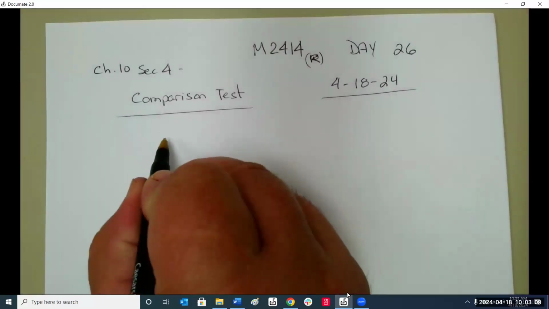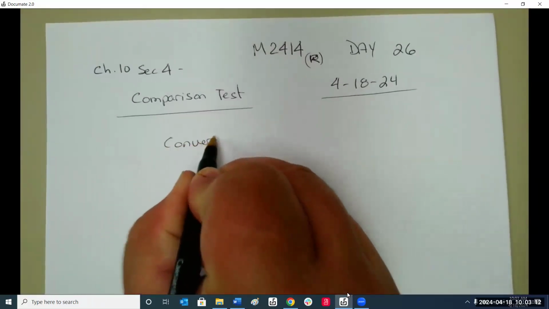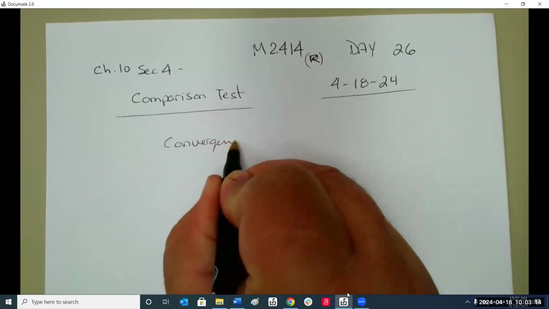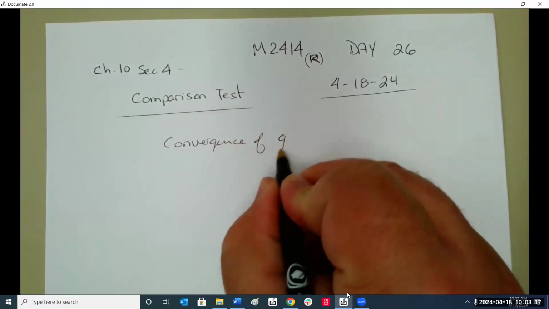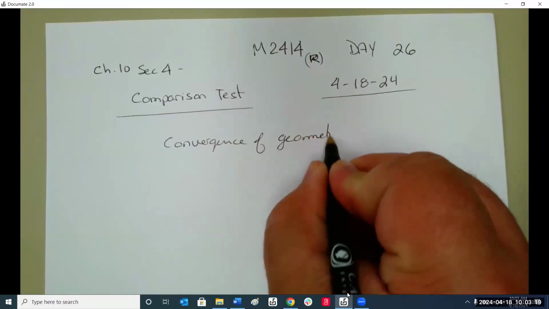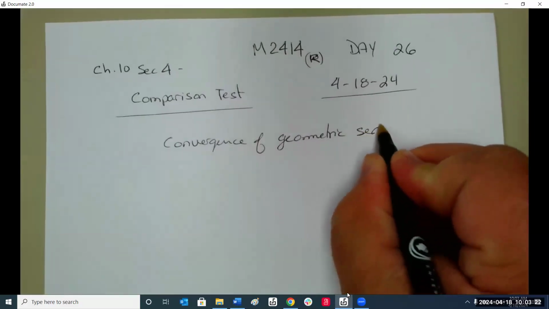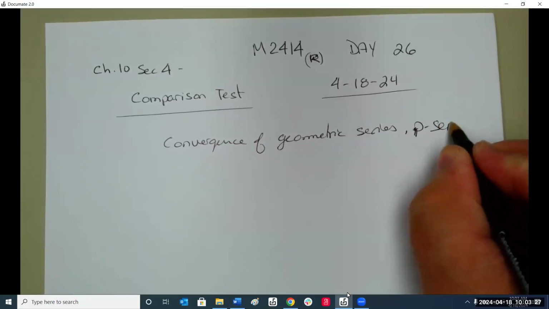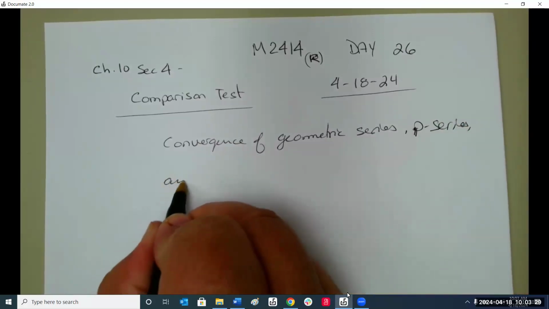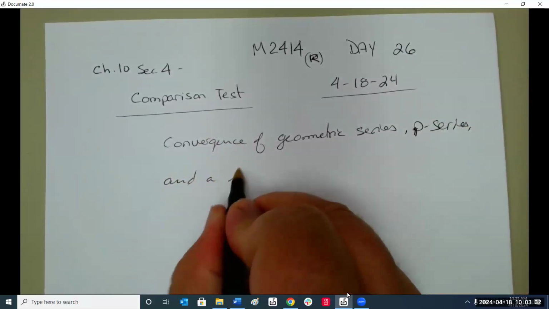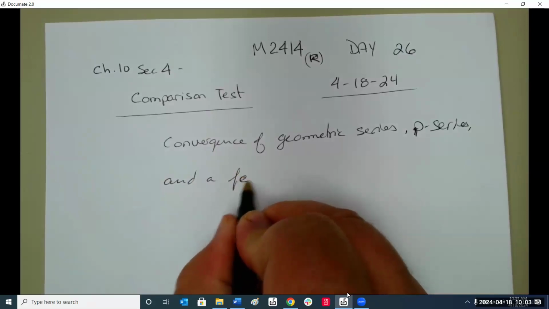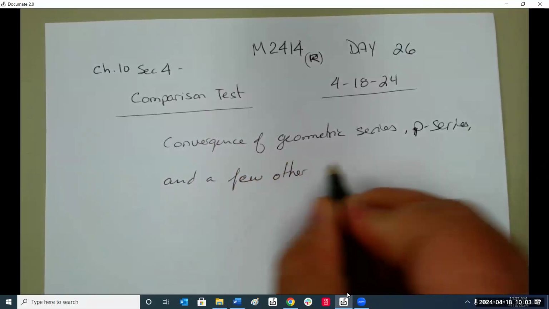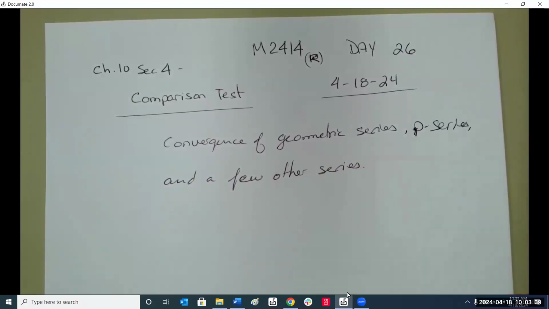Okay, so far we've seen how to determine the convergence of a geometric series, a P series, and a few other series. That's what we did so far.